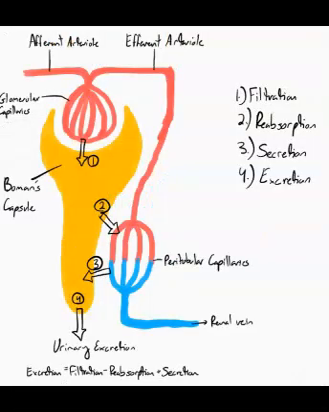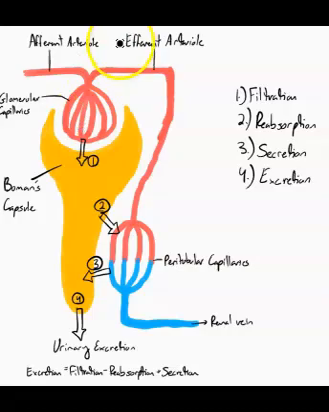Alright, and now a little bit on filtration within the renal corpuscle. Filtration begins in the renal corpuscle, where blood enters via the afferent arteriole. Blood will travel through the glomerular capillaries and then exit via the efferent arteriole down through here. And this is where filtration is going to occur.